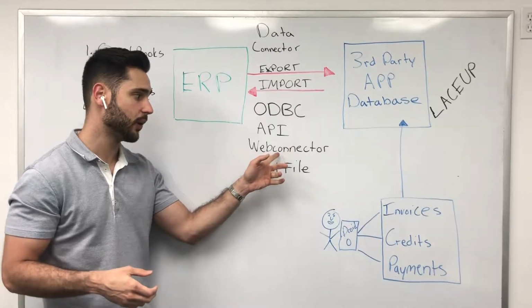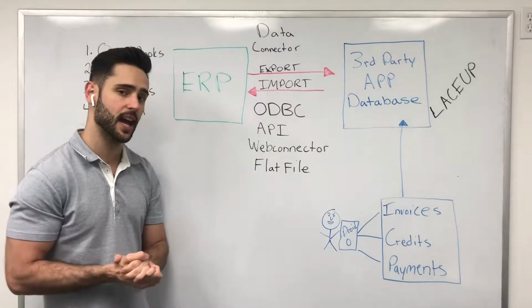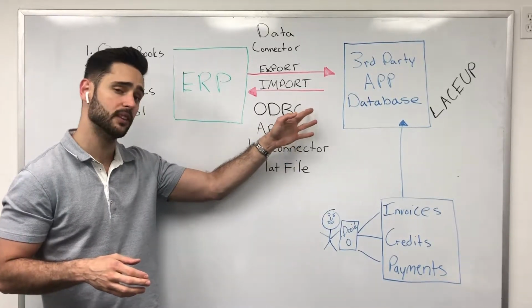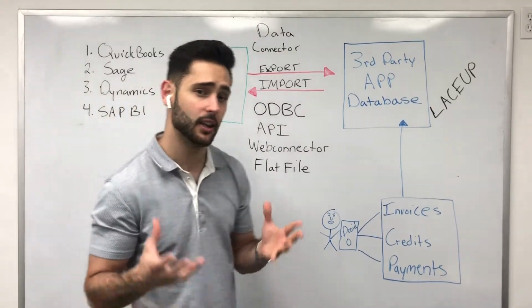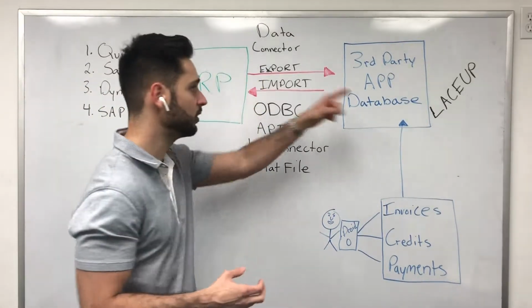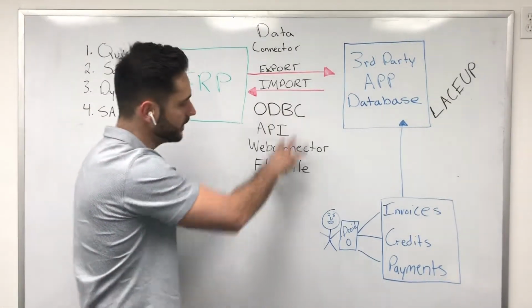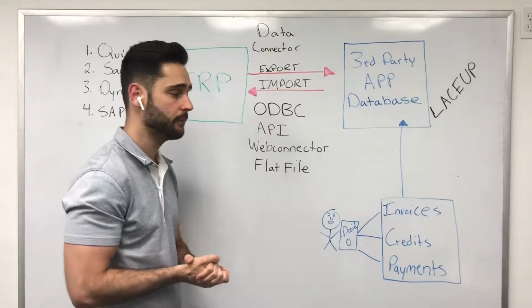Then QuickBooks also has something that's called a web connector. The web connector is a form of an API. And then lastly, if no API exists or you can't read the database through an ODBC, then you use something called flat file. Imagine little text files that these two solutions exchange between one another. Either way, these are the ways that this export and import can occur.